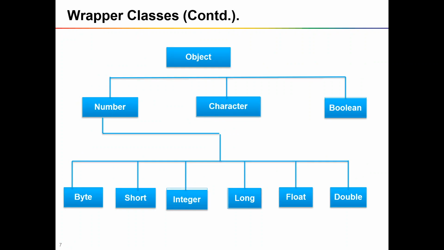And this is the hierarchy of wrapper classes. The hierarchy starts with Object. Under the Object class we have subclasses like Number, Character and Boolean. Character is a wrapper class which corresponds to the char type, and Boolean is a wrapper class which corresponds to the boolean type. And under the Number class we have all the number wrapper classes which allow you to store a number. So Byte, Short, Integer, Long, Float and Double are part of the Number class in Java.